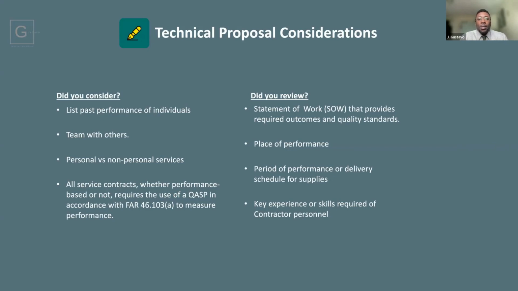So some things that you want to consider. When you're writing your technical proposal, you want to list past experiences and performances of individuals. Ideally, as I said before, if you don't think this is something that you can do by yourself, if you don't have the resources, you can always consider teaming up with others, right? You want to make sure that you review your SOW, your statement of work. You want to make sure that you have the key experiences and skills that are required to be able to do so.